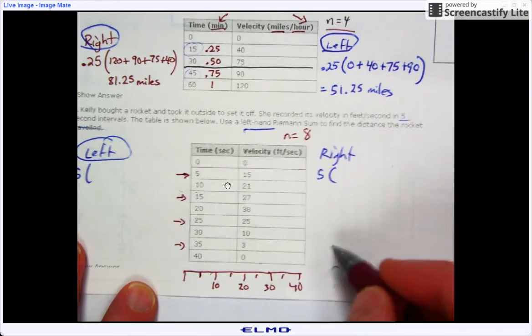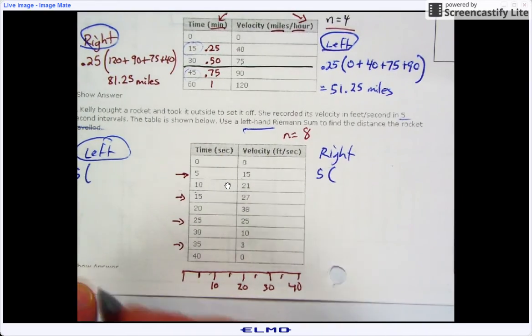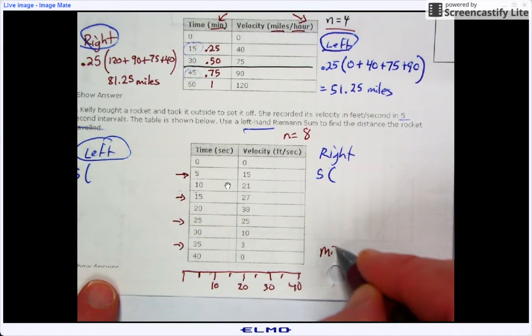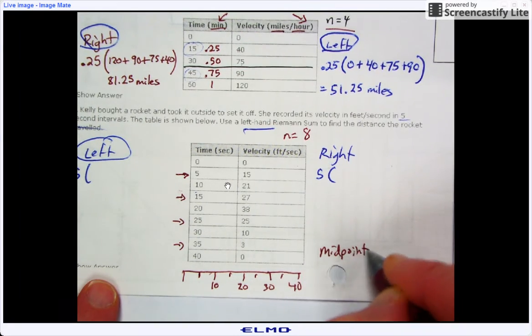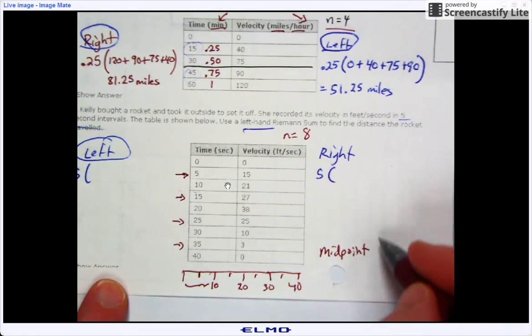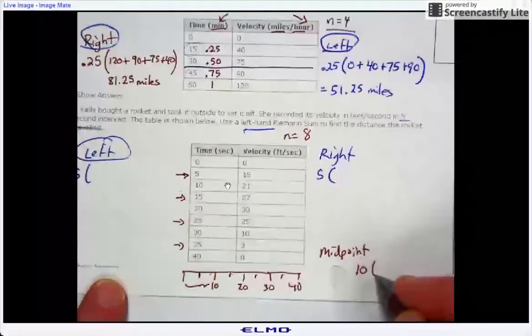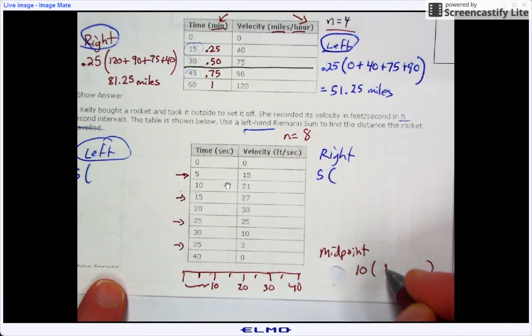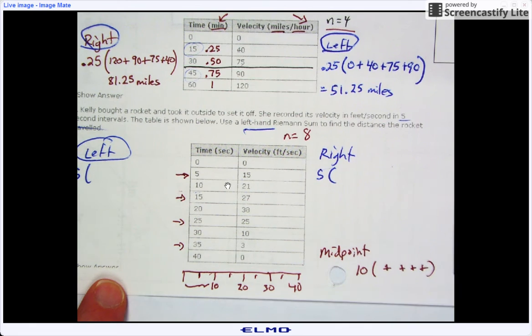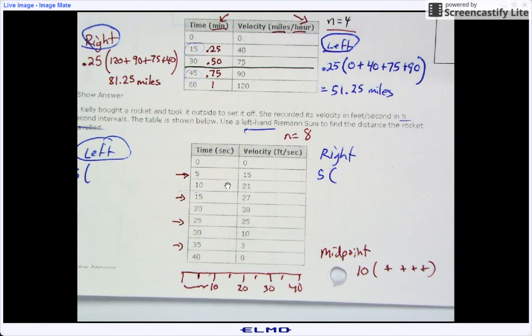The trick here, to be careful, is your rectangle is wider if you're doing midpoint. So the base, that's why the picture helps. The base is 10 instead of 5, and then you use those 4 heights. So these are all part of the exhaustion method. We will learn a way to be more exact, but for right now we are exhausting.